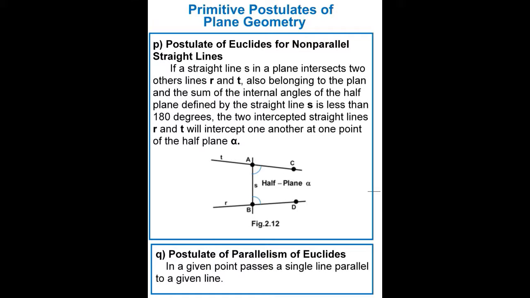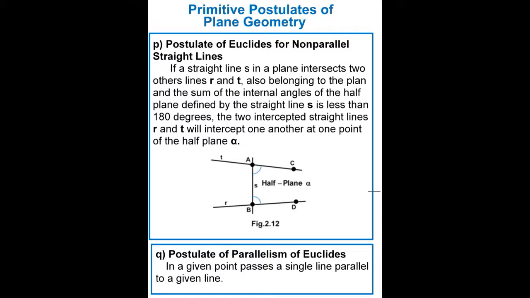In this first slide of this second class of Chapter 2 of this course, it is presented in Figure 2.12 the Euclid's postulate for non-parallel lines. This postulate states that if a line S in a plane intersects two other lines R and T that also belong to the same plane, and the sum of the internal angles formed in one of the half planes defined by line S is less than 180 degrees, then the two lines R and T intercepted by line S will intersect one another at that point of the same plane.